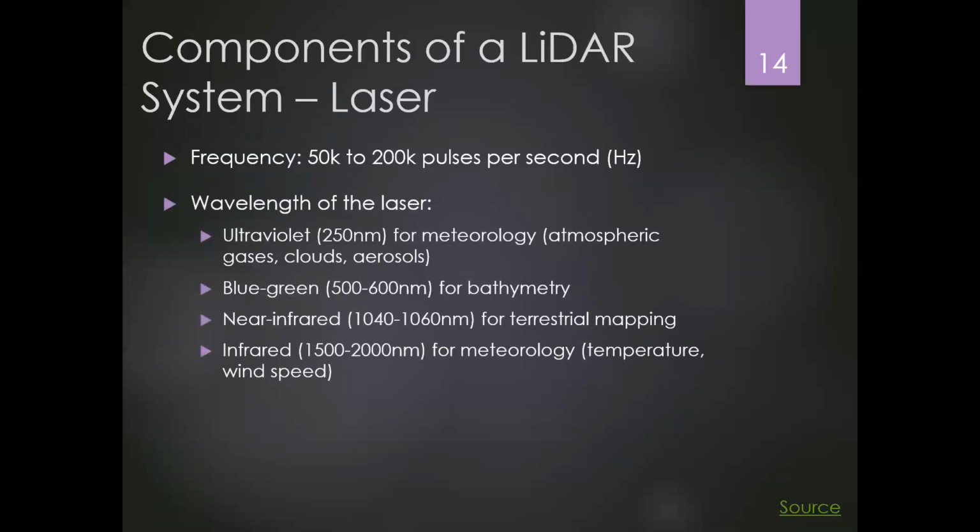The laser utilized by LiDAR systems usually ranges from ultraviolet to infrared. Ultraviolet is around 250 nanometers. Blue-green optical light is for bathymetry. I introduced this before, right? Near infrared is usually for high accuracy terrestrial mapping on the ground. Infrared is for meteorology, like temperature, wind speed, and the amount of cloud, which can also be detected by LiDAR.